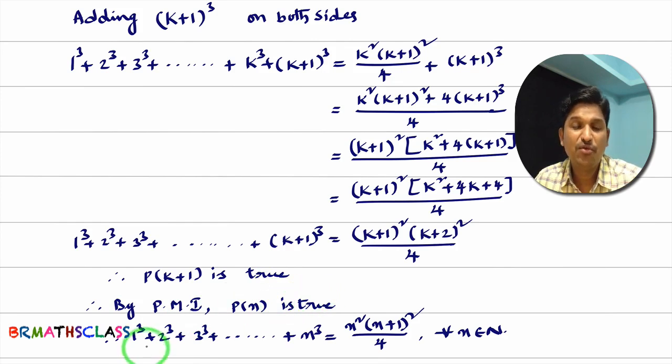What is p of n? 1 cube plus 2 cube plus 3 cube and so on plus n cube equals n square into n plus 1 whole square divided by 4.